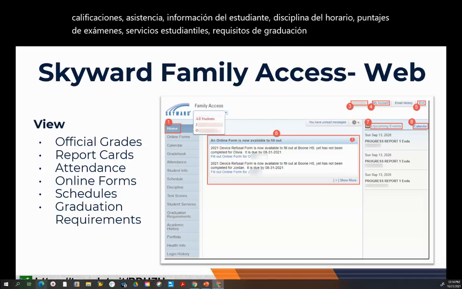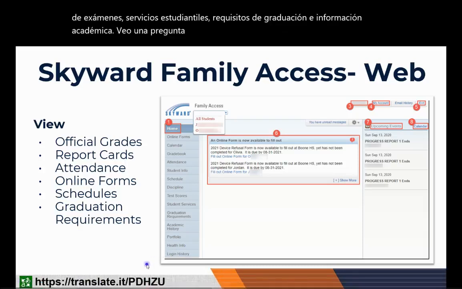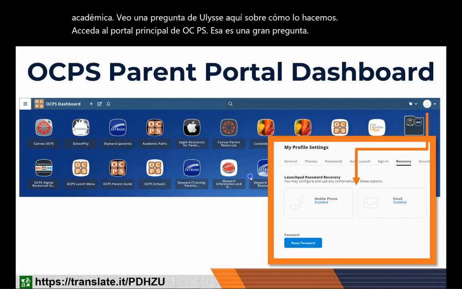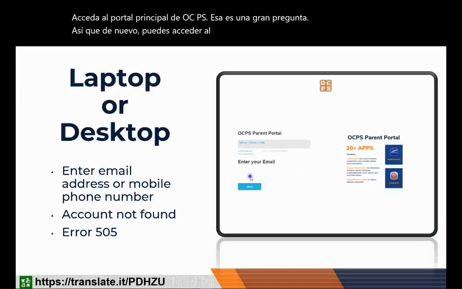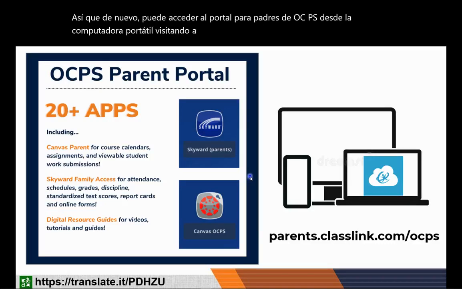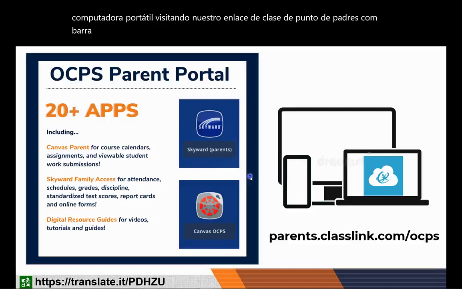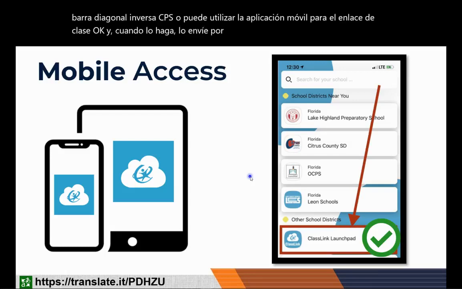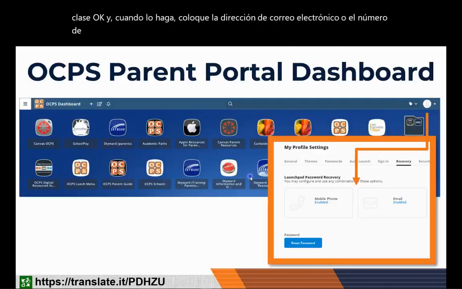I see a question from Ulysses here about how to access the OCPS parent portal. That's a great question. You can access the OCPS parent portal from a laptop by visiting parents.classlink.com/OCPS, or you can utilize the mobile app for ClassLink. When you do that, you put in the email address or the mobile phone number that is on file for your school.